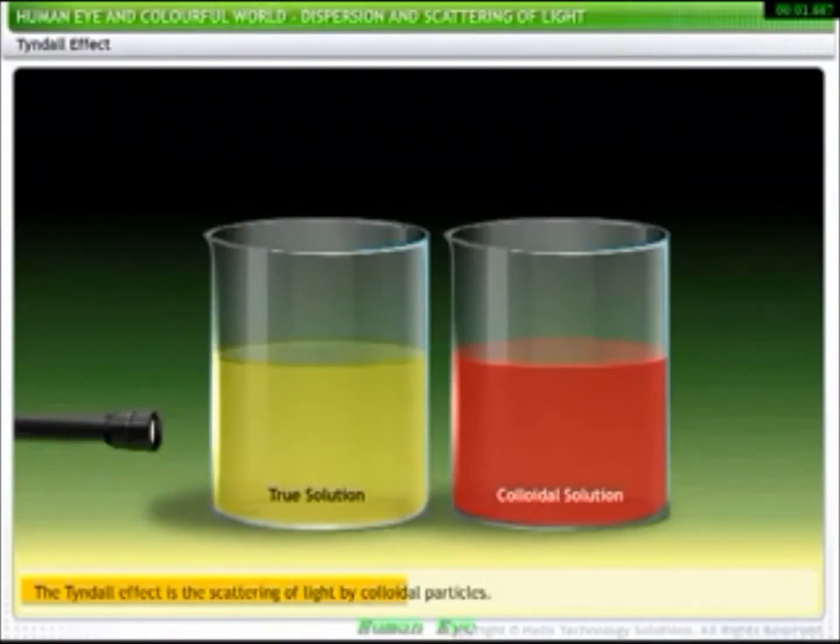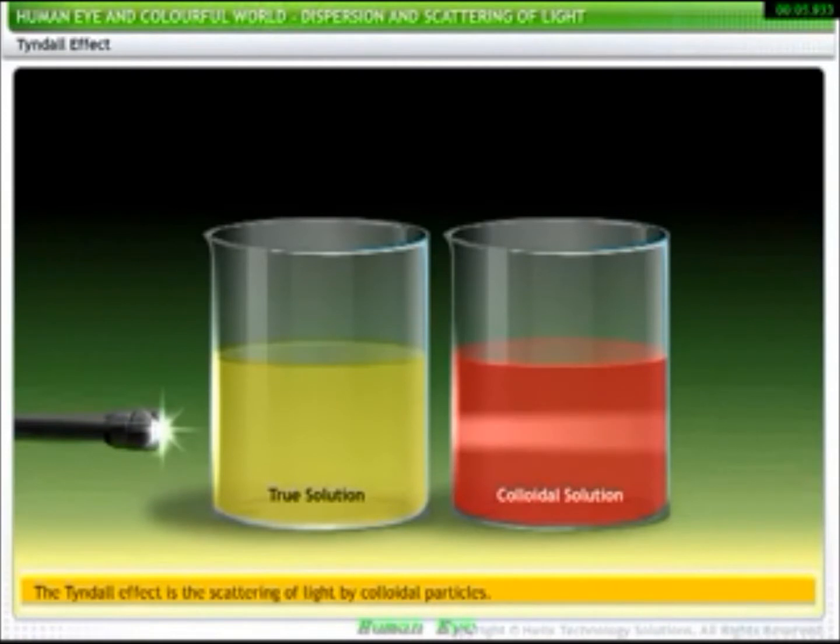...is the scattering of light by colloidal particles. Observe this narrow beam of light when I pass it through this colloidal solution. Wow! I can see the beam of light passing right through the solution. Yes, that is the effect of the scattering of light.